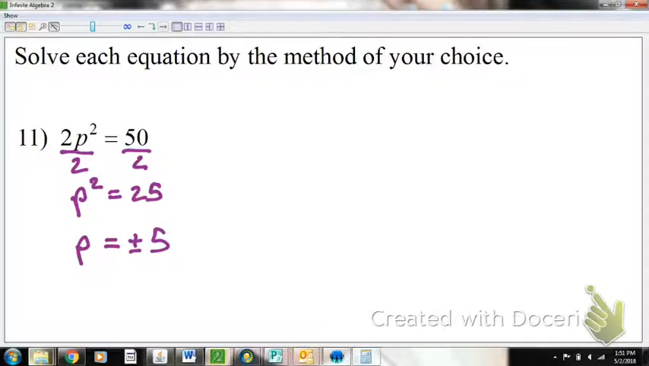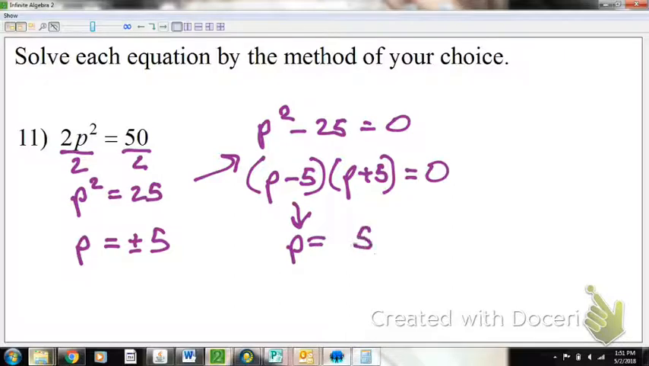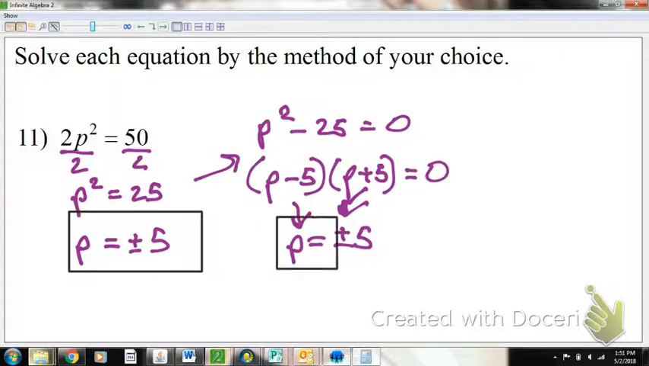Another possibility here, still dividing by 2, we could then make it equal 0, and p squared minus 25 will factor as a difference of squares, and that's going to give us p minus 5 times p plus 5 equals 0. And that gives us p equals positive 5. This one gives us negative 5. So we still get plus or minus 5 regardless of the method that we use.